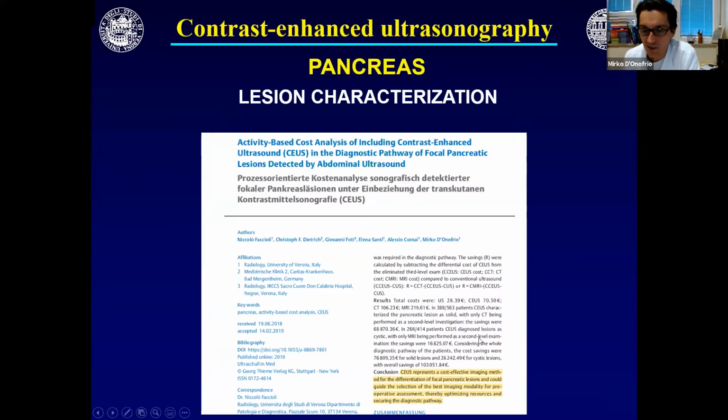activity-based cost analysis, as you can see here. So the final conclusion is that if we immediately use contrast after the detection of a lesion in the pancreas, we can better manage the lesion, because we can better understand if the lesion is a solid typical ductal adenocarcinoma. So with CT, we can do quite always all that is needed for this lesion, for the treatment, the staging. And if the lesion is cystic, we can move directly to MRI.